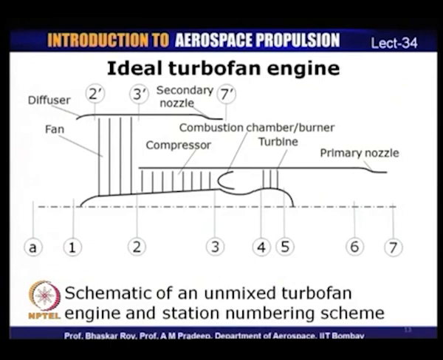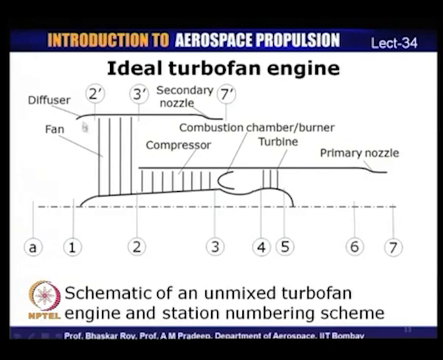So, this is a schematic of the turbofan engine, which we have seen in the earlier lectures. A turbofan engine, as we know, consists of these additional components, that is the fan and the bypass duct, and also the secondary nozzle. Other components are identical to that of a turbojet, like the compressor, combustion chamber, turbine, and the primary nozzle.